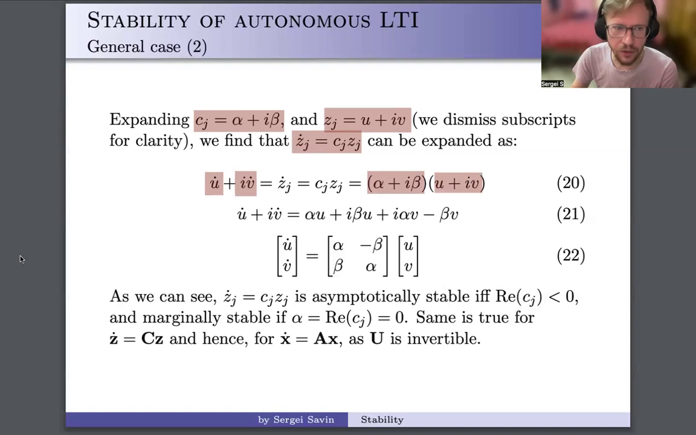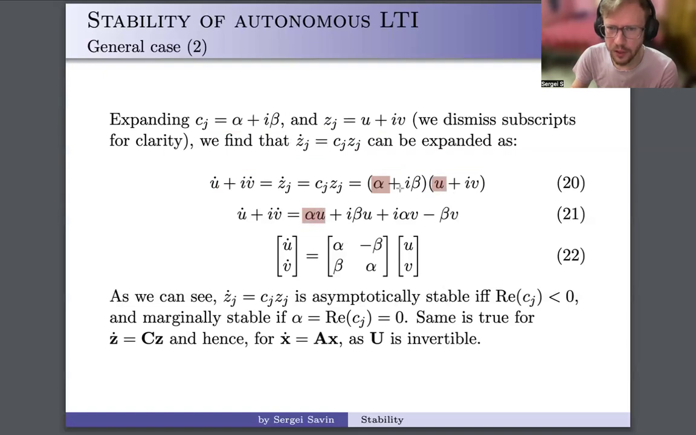equal to alpha plus i beta times u plus iv. When we multiply all of these things here, we get alpha times u, a real value, i beta times iv, minus, i times i gives you -1, so beta v with a minus sign, again a real value. And we get two complex valued terms, i beta u and i alpha v. Right? All right. But now we can arrange it in this shape.